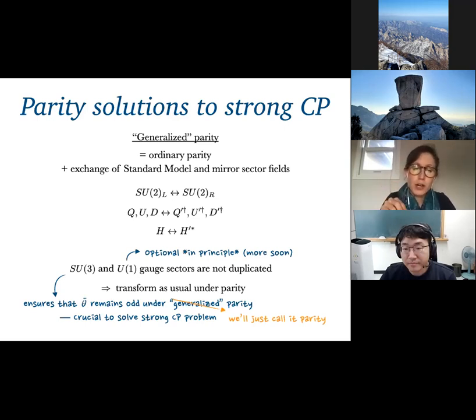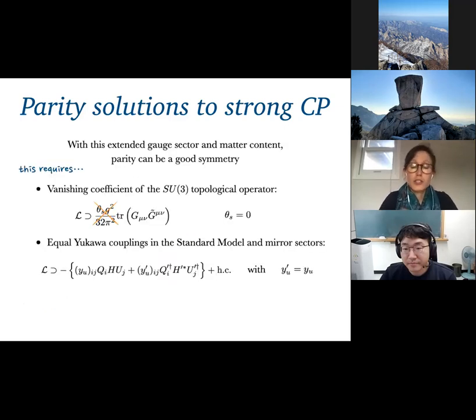Duplicating the U(1) factor is in principle optional. It doesn't affect how the model solves the strong CP problem, but as we will see in a couple of slides, there are some good reasons why you'd rather not have two U(1) factors. Okay, so with this extended gauge sector and matter content, parity can now be a good symmetry of the theory. This requires, first of all, that the coefficient of the GG dual operator vanishes, so theta_S has to be zero. And also that the Yukawa couplings in the standard model and mirror sectors are the same.